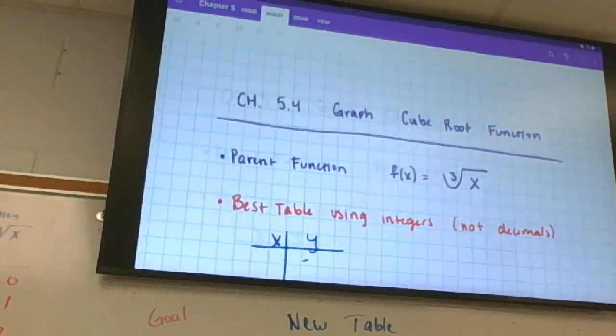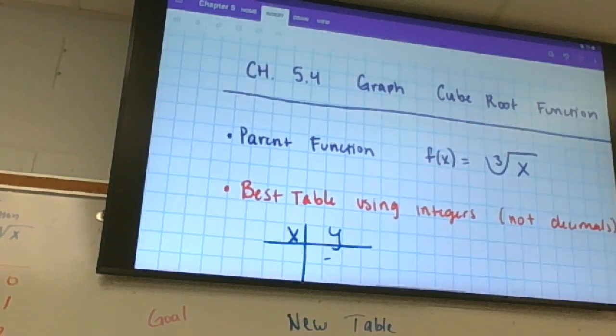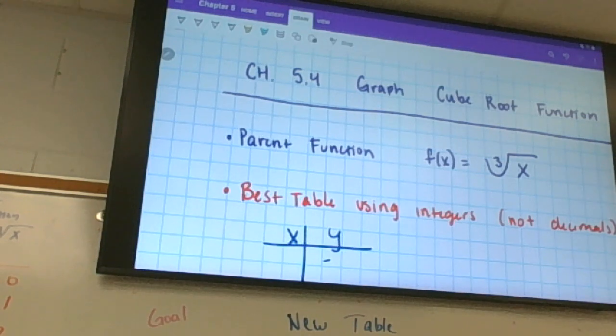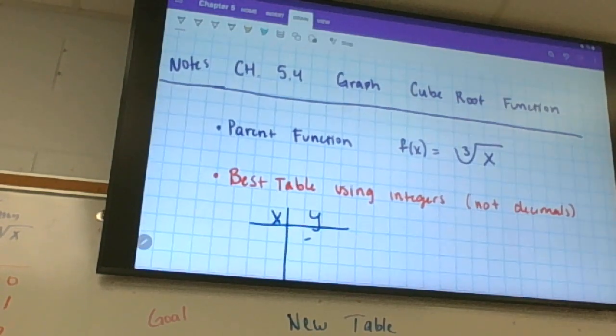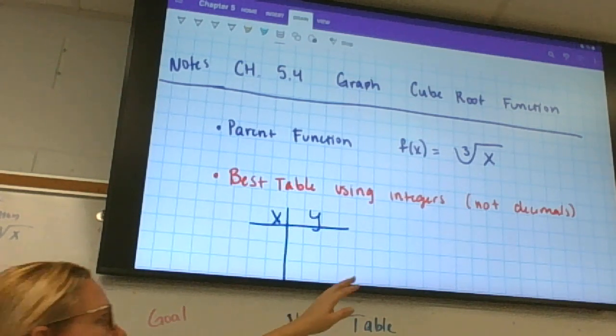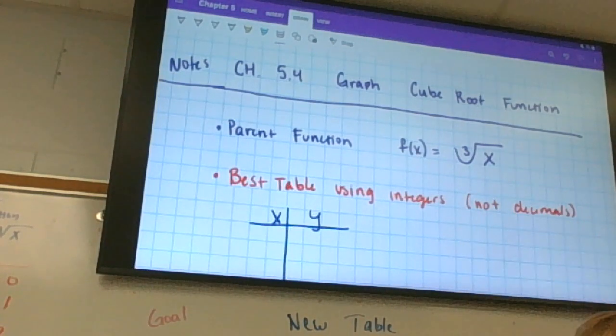Alright, you guys, so here's our notes for chapter 5.4. We're not done with 5.3, but you're asked to learn cube roots and square roots kind of side by side. So now we're gonna do the exact same thing, but our radical is gonna have a baby 3 in it as an index.